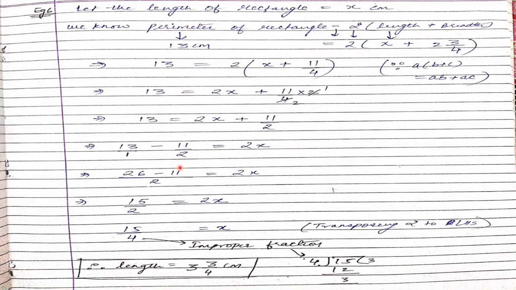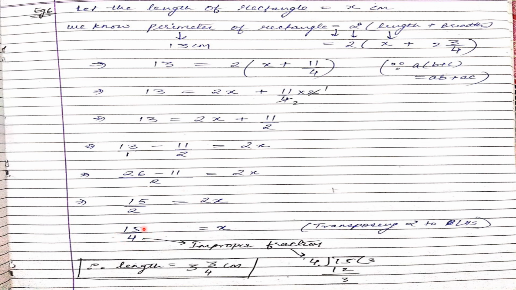Now, these two will be solved using LCM. LCM of 2 and 1 is 2 only. 1 twos are 2, 2 thirteens are 26. 2 ones are 2, 11 ones are 11. So, we have got this value is equal to 2x. So, 15 upon 2 equal to 2x. So, x equal to, this 2 will come in division. Answer is 15 upon 4.